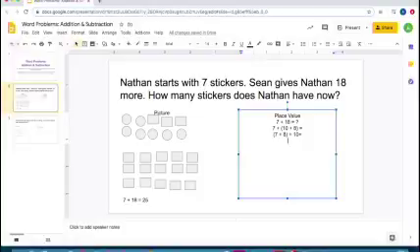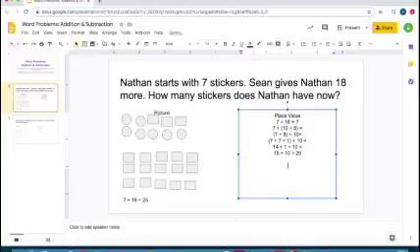Now even 7 plus 8 is not something I know off the top of my head. Maybe I know my doubles and I know 7 and 7, and I can add one more. 7 plus 7 plus 1 plus 10. 7 plus 7 would be 14, plus 1 plus 10. 14 plus 1 is 15. 15 plus 10 is 25.